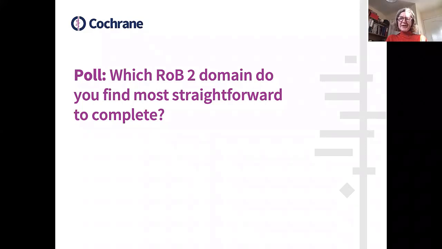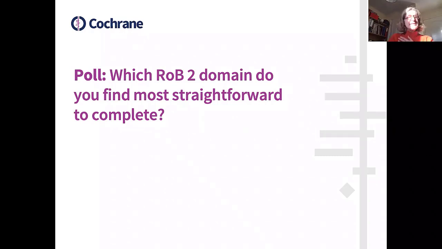Brilliant. Okay. So that's quite interesting, actually, and I guess probably does reflect our experience of talking to people about RoB2. So domain 1, the randomization process, is overwhelmingly the most straightforward. That's really interesting, and the least favorite is bias due to deviations from intended interventions. And again, that does chime with our experience about what people do find harder. Very interesting. Okay, thanks very much. I will just shut that down.